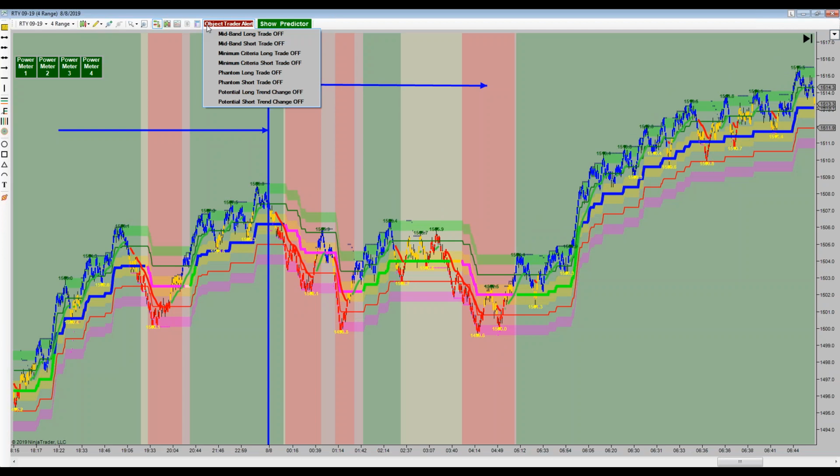In trends, I'll show this in a little bit. I want to get on to trade setups, so I'm just sort of giving you an overview. But when you're in a trend, say up, you can turn on long mid-bands, which will flash the bars when they occur. Extremely helpful indicator, and everybody we trade with just loves this indicator. Minimum criteria and phantoms in an uptrend. Let's talk about trending for a second here.